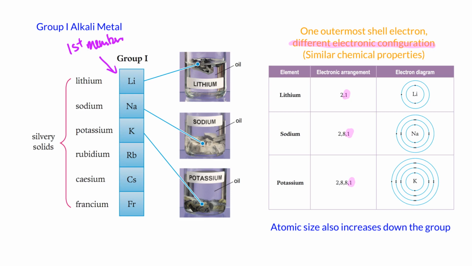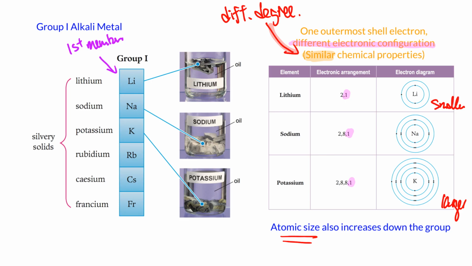Very importantly, we can only say that they have similar chemical properties, because they have a different degree of reaction when we put them into other reactants. But one other thing I want you to pay attention to is the atomic size. The more occupied electron shells they have, the larger the atoms. So this one will be a larger atom, and this one will be a smaller atom. When we go down the group, the atomic size also increases.